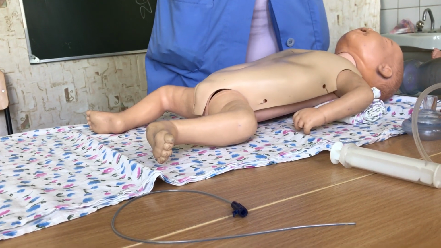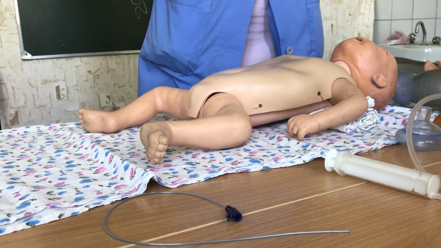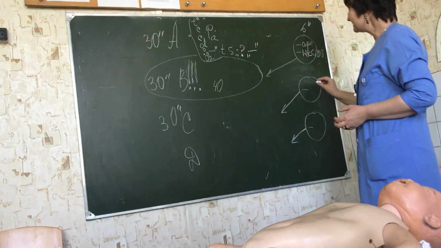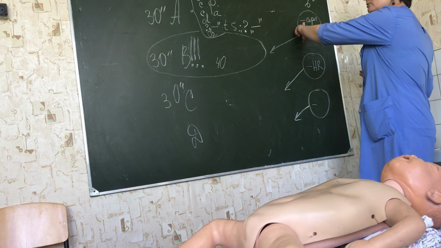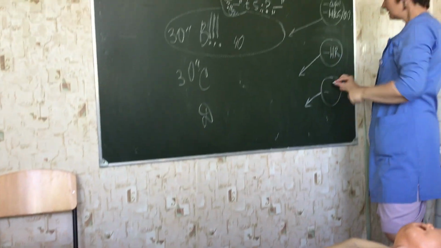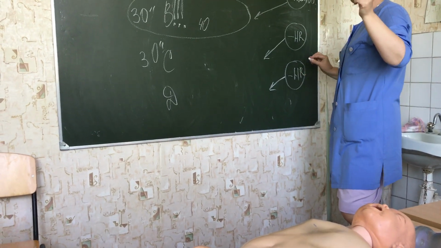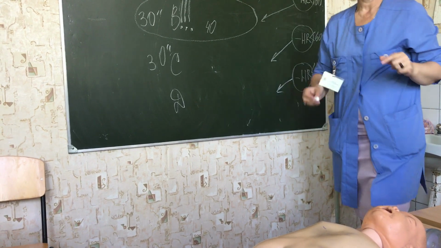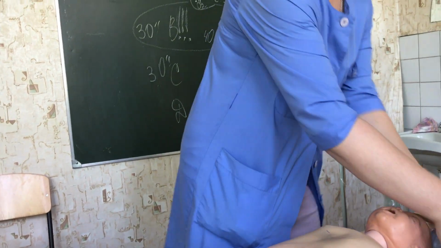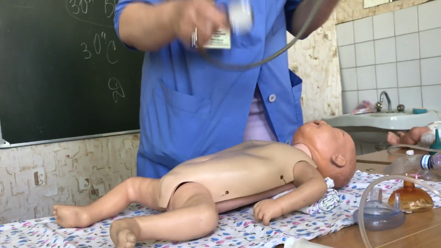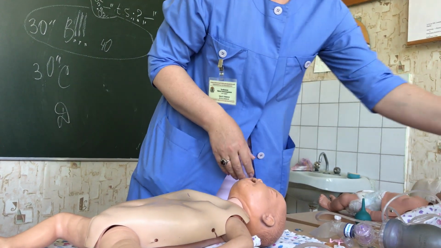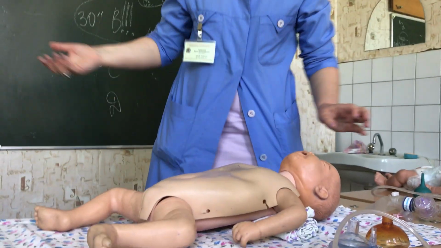Then, after 30 seconds of step B, you check the heart rate. Here there are two indications and the number 100. After A, one indication, heart rate, and the number 60. If after 30 seconds of step B, heart rate is less than 60 in 6 seconds, this is an indication for the next step. Okay.